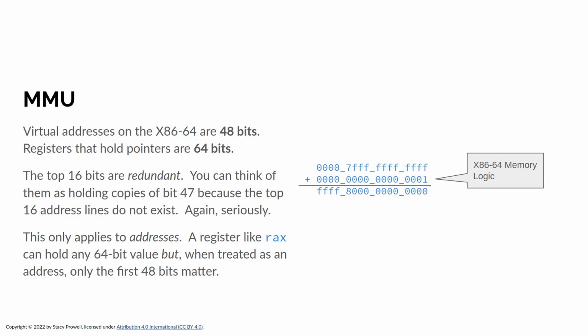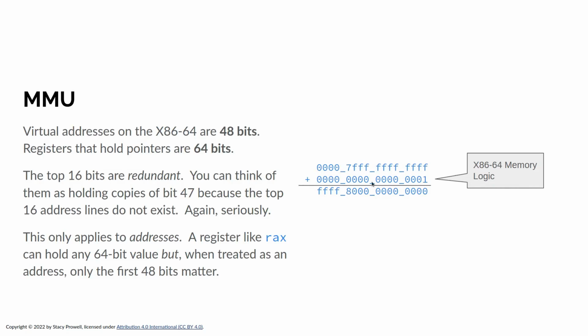What about that 48-bit, 64-bit thing? Well, the way that works is the top 16 bits are redundant. So these 4 characters right here, each one of these is 4 bits, so that's a total of 16 bits. Those are redundant. They all hold copies of bit 47, which is the last bit here. So in this case, it's a 0, and so these are all 0.